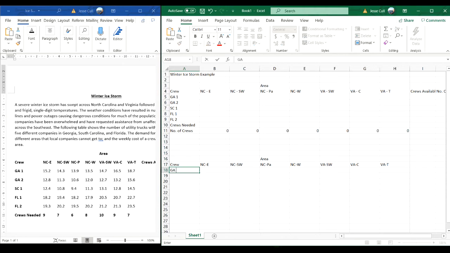So GA1, GA2, SC1, Florida 1, Florida 2. We take all of the information from right here and we're going to put it into our chart. So please bear with me while I do that.